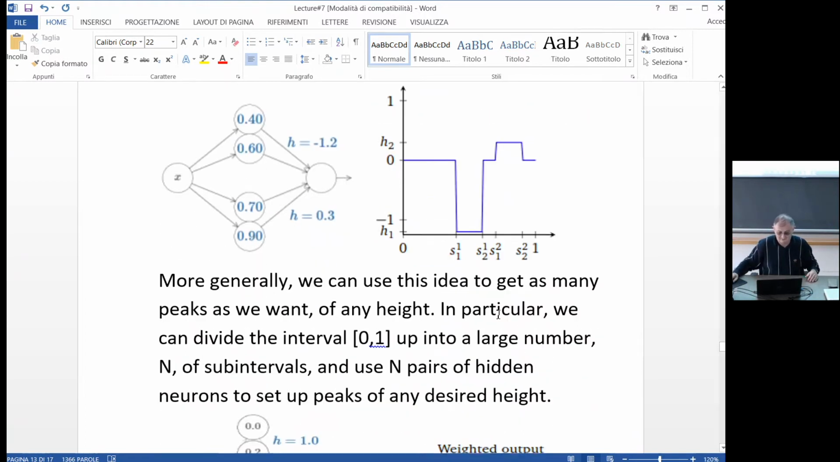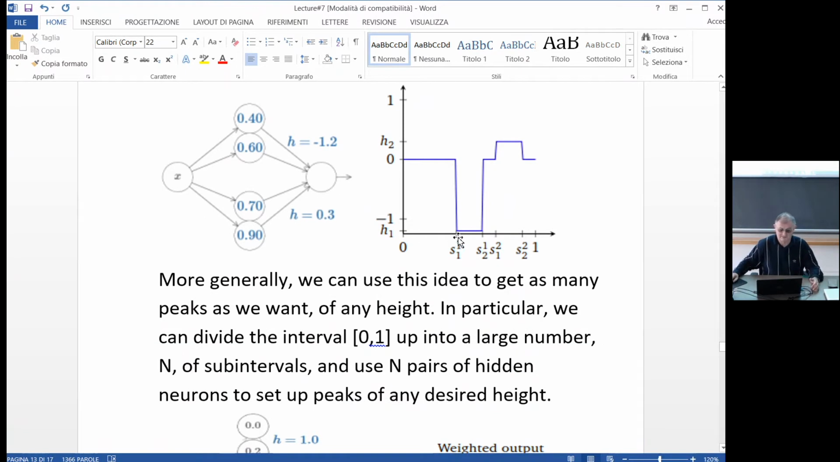So we have now 0, then S11, S12, S21, S11, S21, S12, S22, and 1. So we have some piecewise constant function which aims to approximate our function.